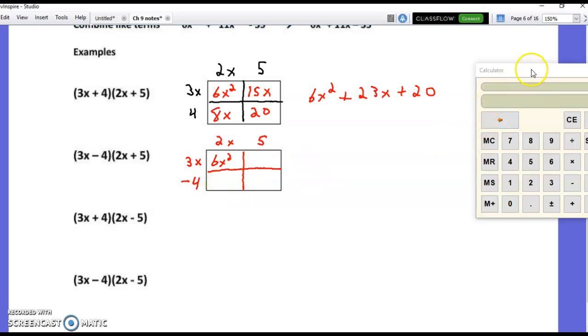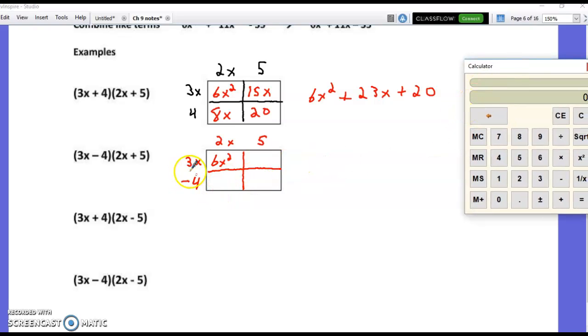So I have the calculator over here. Make sure you use it just to double check. But 2 times negative 4 is negative 8x. 5 times 3 is 15x. 5 times negative 4 is negative 20. And we put that in standard form.